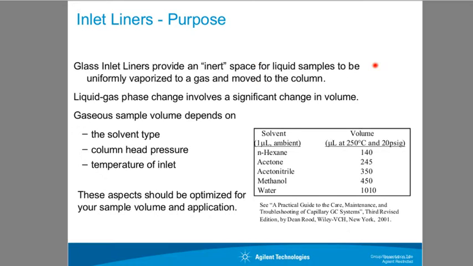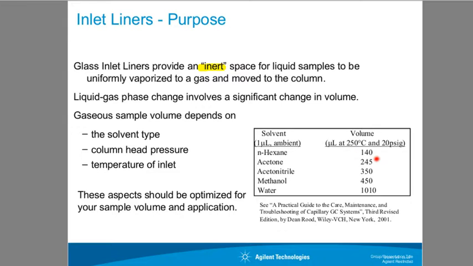So what the glass liner is meant to do is to provide an inert space or surface to basically volatilize your sample. And as I mentioned, liners have different designs that either increase or decrease the vapor volume that they can accommodate, and that's really important because based on your solvent type, your injection volume, your column head pressure, and the temperature of the inlet, we can have varying volume expansions of just our solvent, which is going to make us efficient and effective or not.